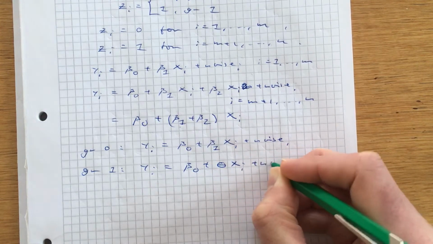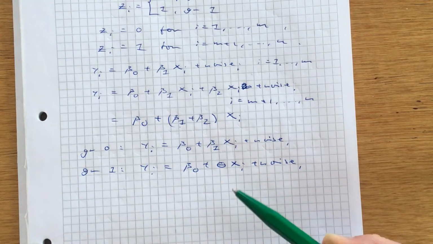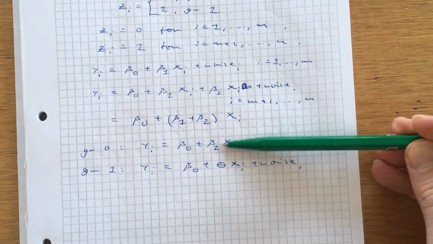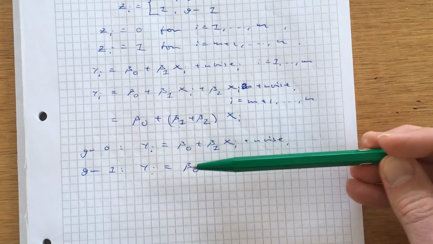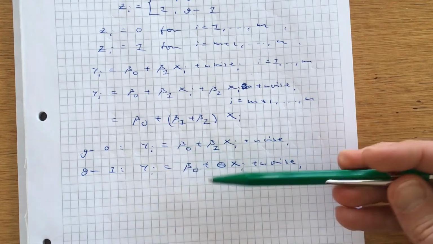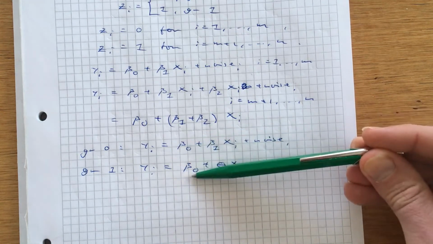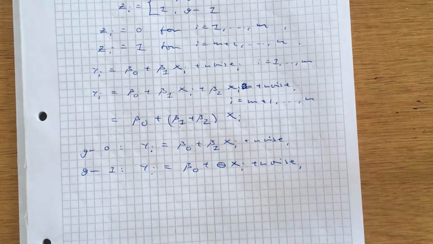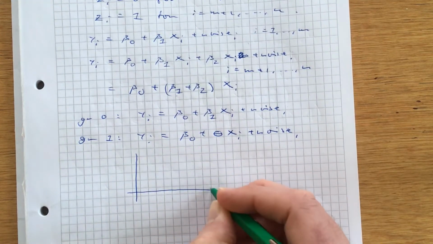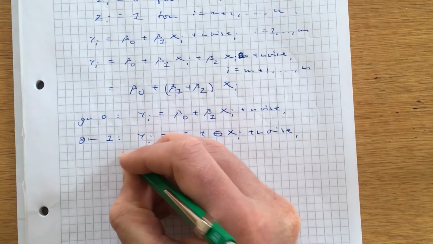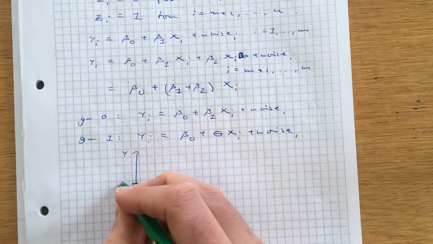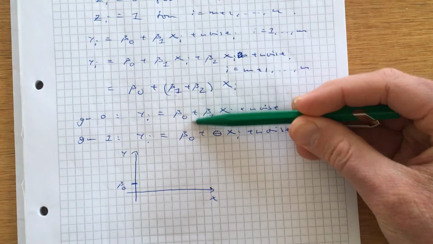And the reason for playing around with the symbols like this is to make clear what our model for group 0 and our model for group 1 have in common and how they differ. So here we see that in this model we are forcing the intercept to be the same for both groups. So that means that if we draw our x, y plot, they will both intersect the y-axis in the same place. They're forced to. That's how we build our model.